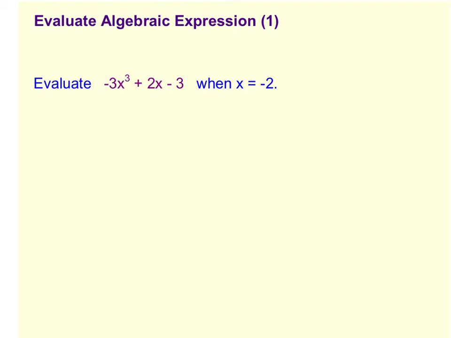So we're going to go ahead and rewrite this. Negative 3 times, in parentheses, we're going to replace that x with a negative 2, keep the cubed, plus 2, replace this x with a negative 2, and then minus 3. So that's the first step. Once you substitute in the value, now it just becomes an order of operations problem.